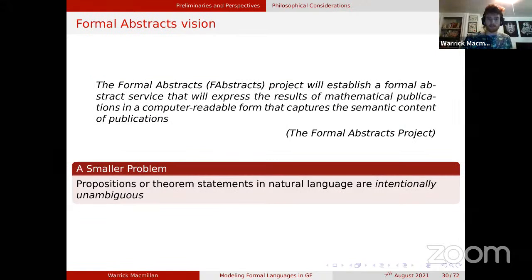And this is the Formal Abstracts project, which Tom Hales leads. It's kind of like a Haskell Hoogle, if you're familiar with Haskell, for theorem provers, where you can have a controlled natural language for mathematics that a mathematician isn't allergic to, but which is also interpretable by a computer. One of the things that should be noted is that propositions or theorem statements in natural language are very unambiguous, whereas proofs can be very ambiguous. Even the twin prime conjecture, anyone who has any mathematical knowledge will interpret it more or less the same.